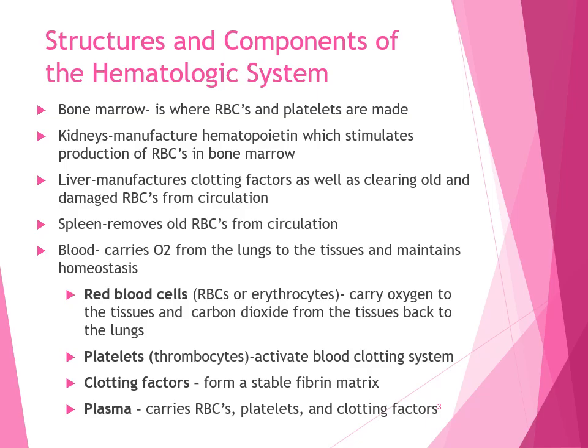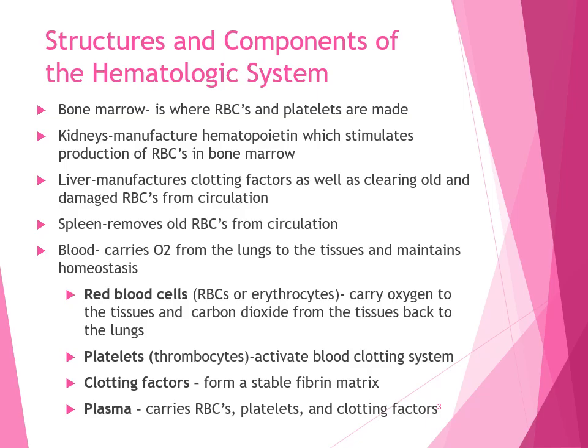Now, if you remember with the liver, those liver patients have clotting problems. They have bleeding issues. That's because it manufactures clotting factors, and if it's not working right, it's not clotting right. It also helps clear old and damaged red blood cells from circulation. Again, not working right, those old damaged red blood cells look like jaundice. So that is jaundice. The spleen removes old red blood cells from the circulation.